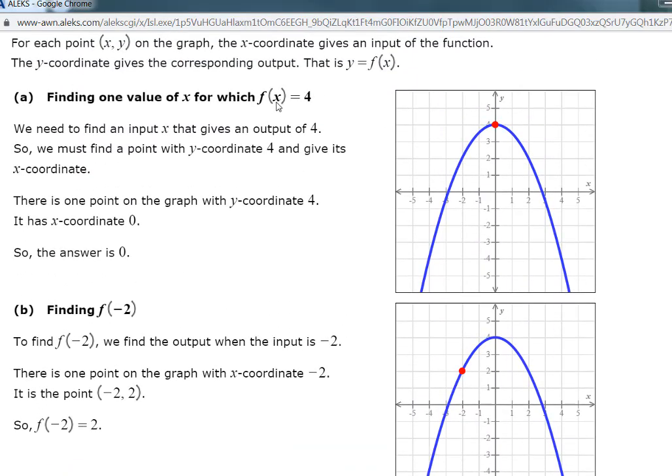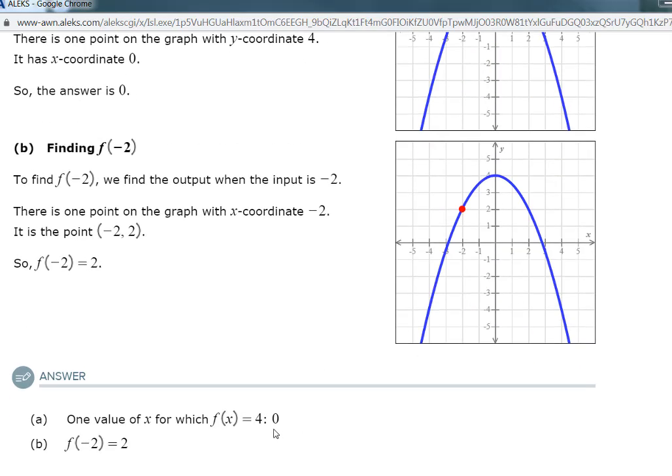Which x gives us a 4? The x is 0, so this dot is (0, 4), right? So the answer is 0. Now, what's the y that corresponds to the -2? So -2 here gives a 2. So in this case, for the 4 the answer was 0, and for the -2 the answer is 2. Okay, one more.